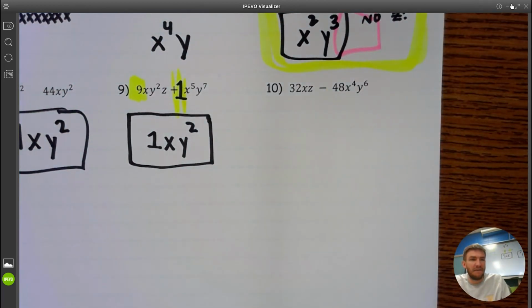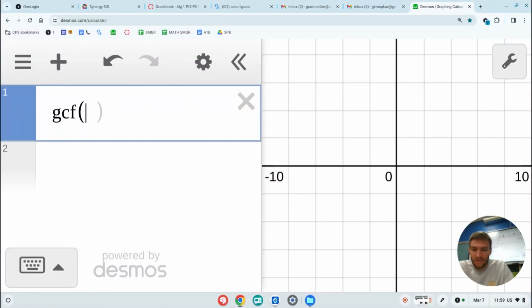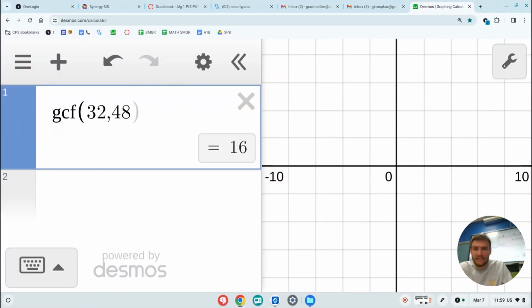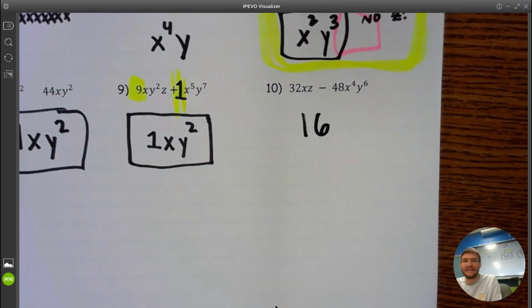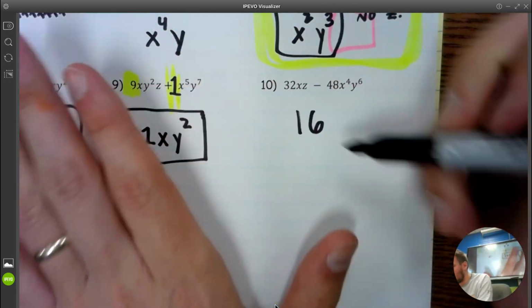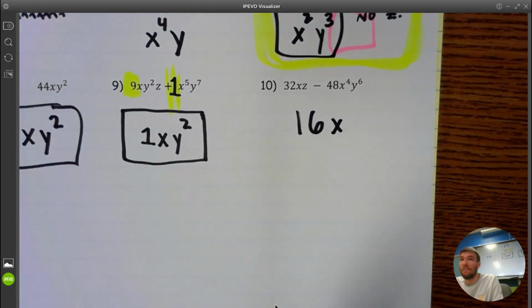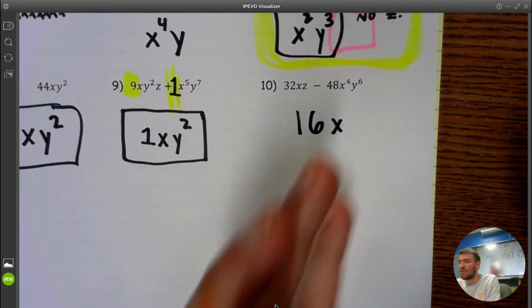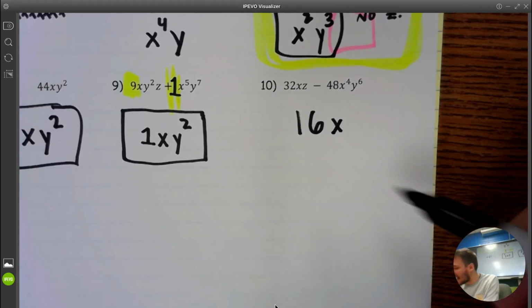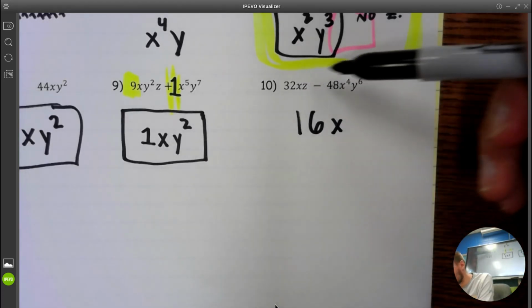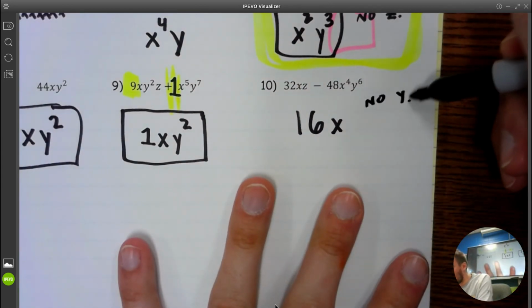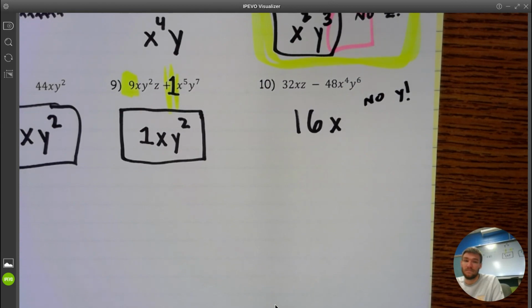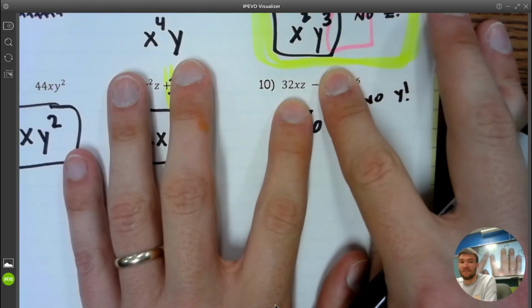Desmos GCF 32, 48, 32, 48. And I'm getting 16. I look at the x's. I see 1 and 4. 1 is the most that we can all give away. Then I look at the y's. When I see the y's, I have 0 y's and 6 y's. So I need no y in my answer because this first person cannot give away a y.